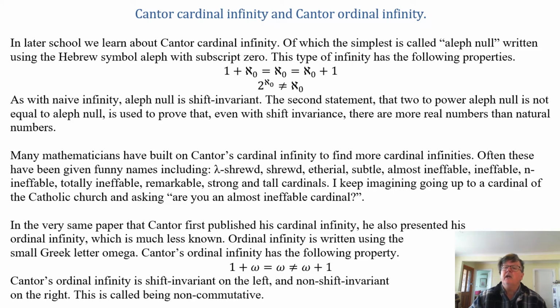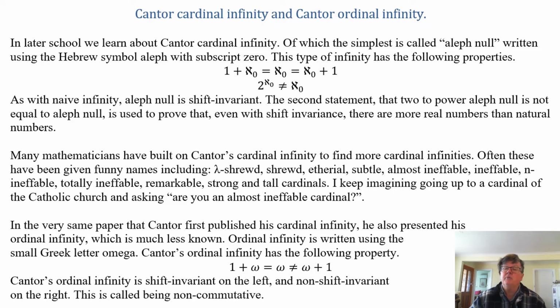2 to the power aleph null is not equal to aleph null. The second statement, that 2 to the power aleph null is not equal to aleph null, is used to prove that there are more real numbers than natural numbers. And you may have encountered the proof because there are a lot of discussions that say that.